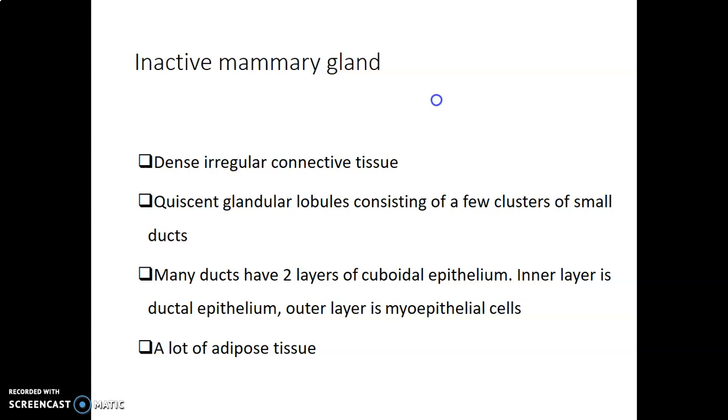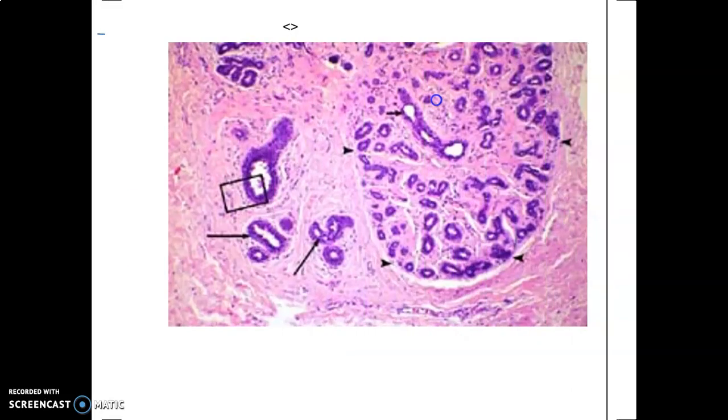The ducts will have two layers of cuboidal epithelium. So you have an inner layer of the ductular epithelium and an outer layer of myoepithelial cells. However, the ducts are not patent. So there are no secretions, so they don't need to be open to allow any secretion. So an inactive mammary gland has more stromal tissue made up of more adipose and more dense irregular connective tissue. The glandular portion is present, however, it is quiescent, lacking features of protein synthesis because you're not producing milk, and the ducts will still have simple cuboidal epithelium and myoepithelial cells. However, the ducts are not patent because milk is not being expelled.